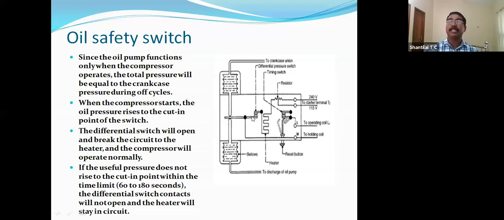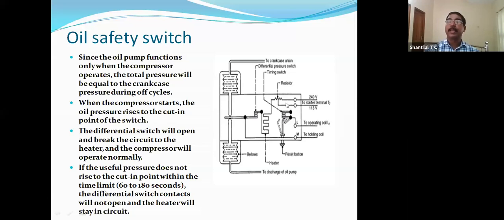By that pressure, there is a switch here, known as the differential pressure switch. The differential pressure switch is initially in the closed condition. Here we also have a heater. This is the heater, and this is known as the time switch, which has a bimetal strip.